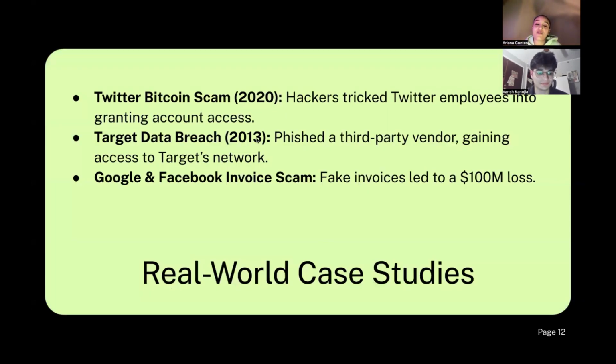So next we're going to talk about real world case studies. First is the Twitter Bitcoin scam. I brought this up in the last slide. Basically, attackers use phishing to manipulate Twitter employees into providing account credentials. Once inside, they hijacked high profile accounts, including Elon Musk and Bill Gates, to post fraudulent Bitcoin investment schemes.